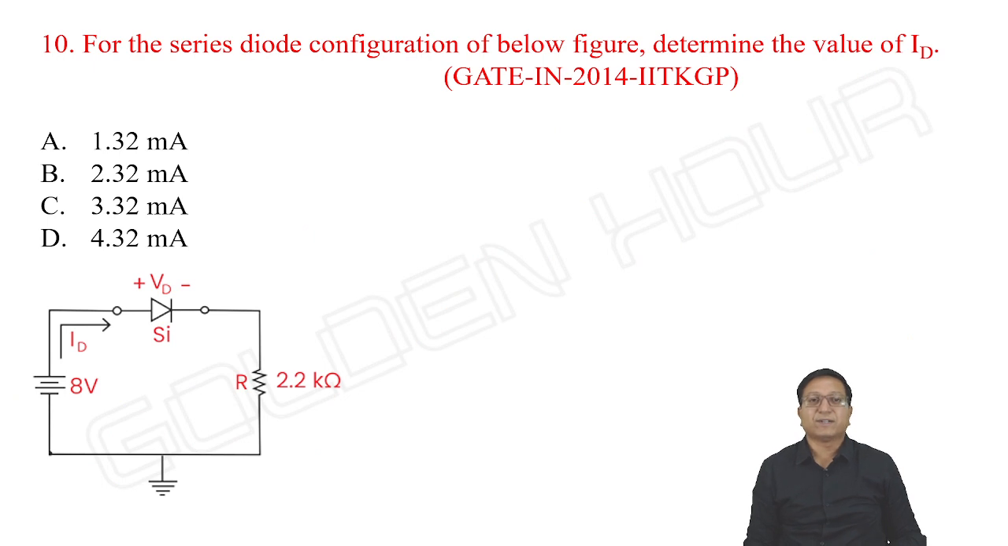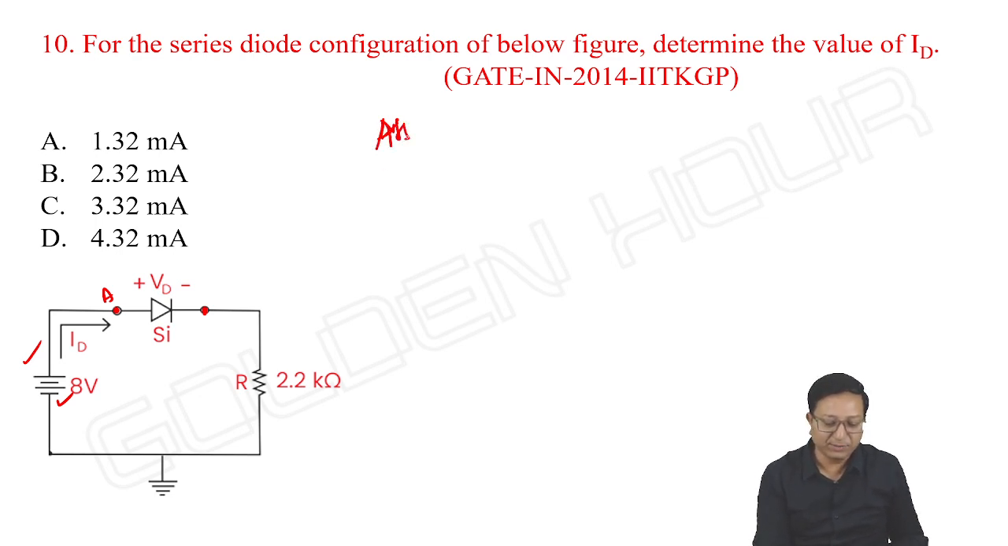Next. For the series diode configuration of the below figure, determine the value of ID. What is the current through the diode? Okay, if you observe this, the anode of the diode is going to the positive terminal of the 8 volt supply and the cathode is going towards the negative terminal of the supply. Definitely the diode conducts. Nothing is mentioned about the diode, so first assume an ideal diode. That's the very first step we have been doing.